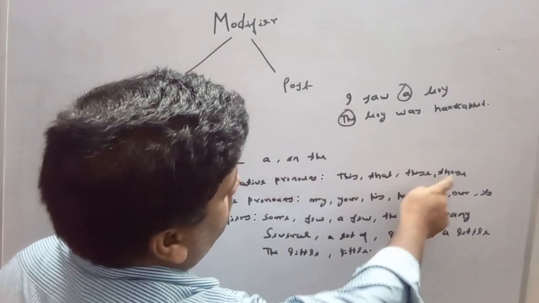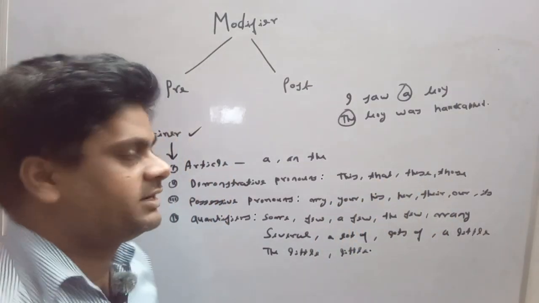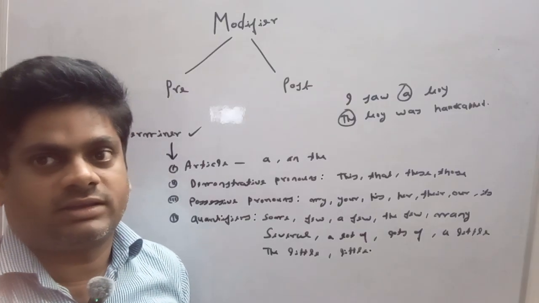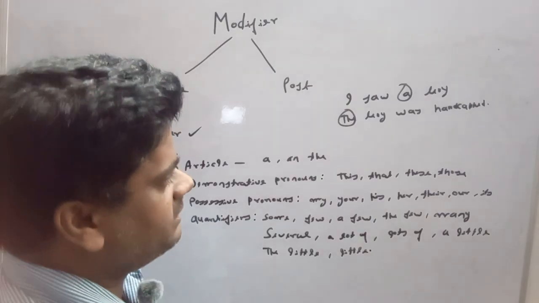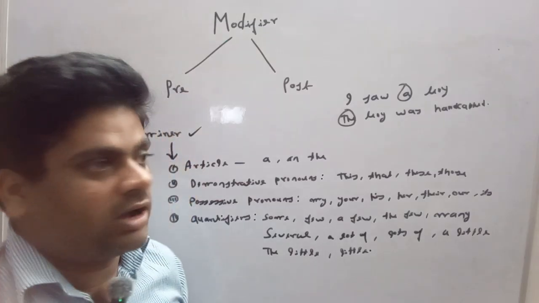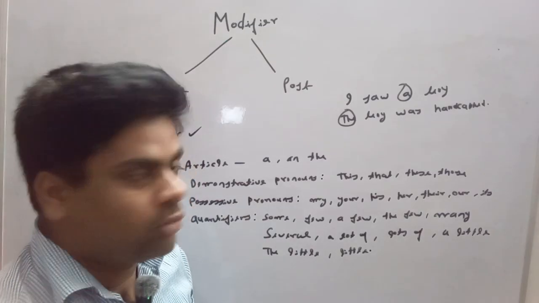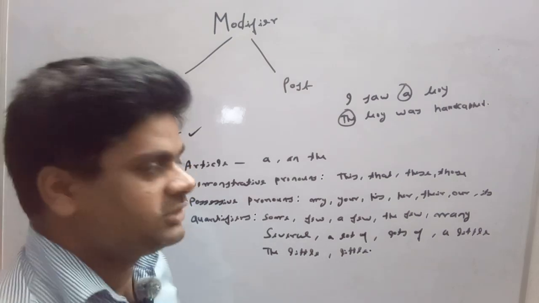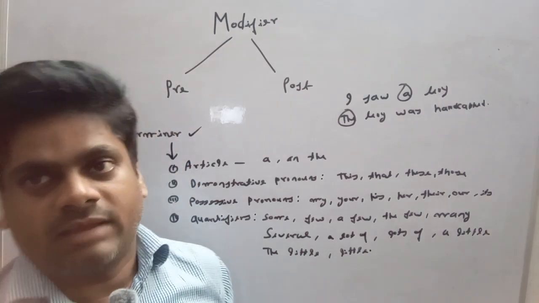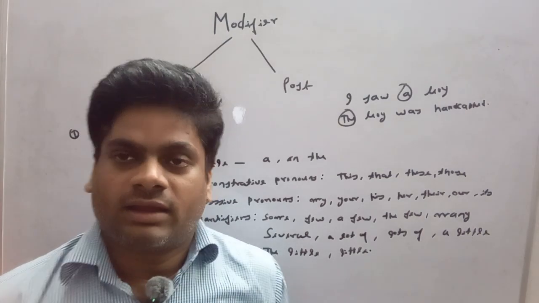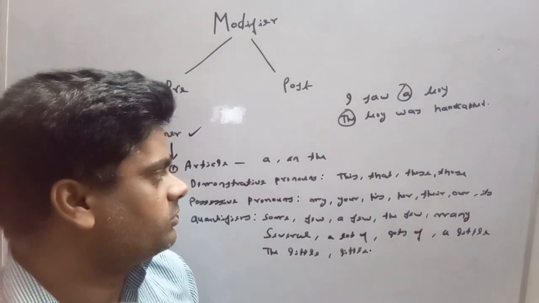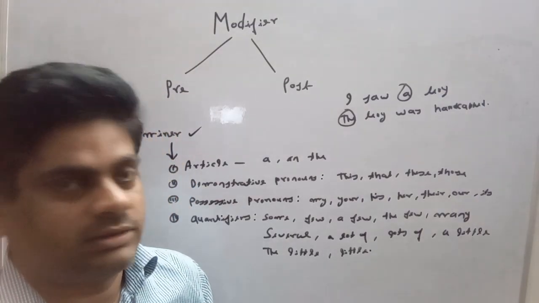This, that, these, those. These are demonstrative pronouns working as pre-modifiers in a sentence. If I say this boy, that boy, these boys, those boys, here this, that, these, those appear before a noun boy, and they are giving extra information about the noun boy.